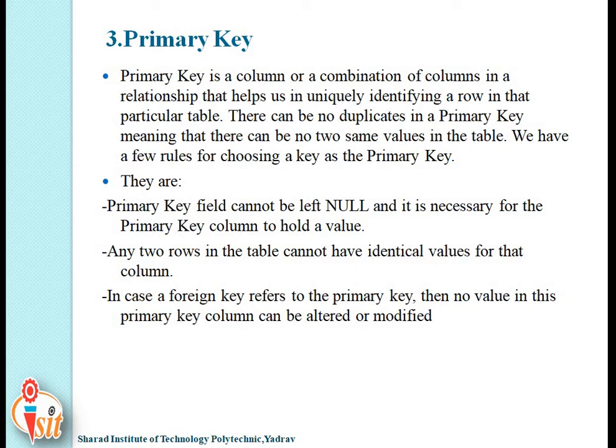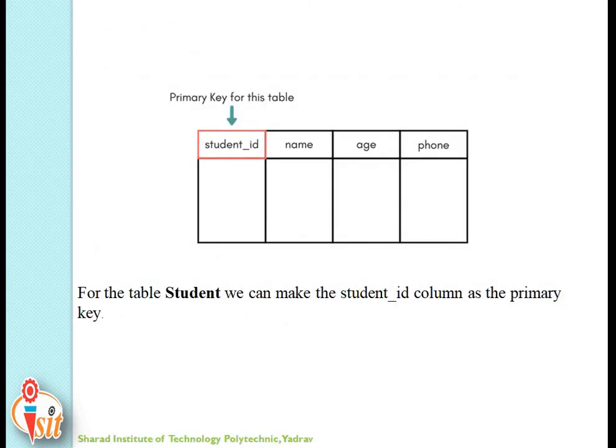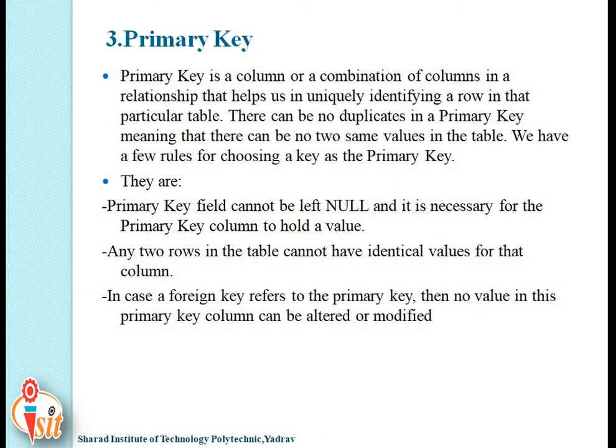Now, the third, primary key is a candidate key that is most appropriate to become the main key for any table. Remember that this is the main key for any table. It is a key that can uniquely identify each record. Here is one example of a primary key. For the table student, we can make the student ID column the primary key.